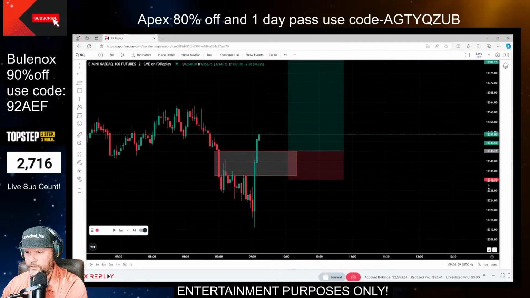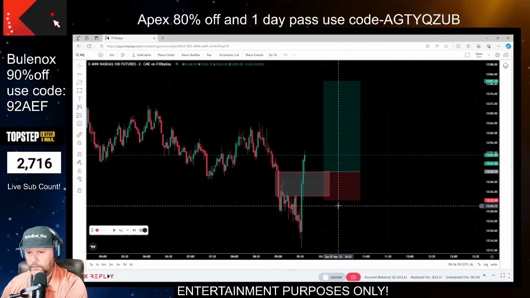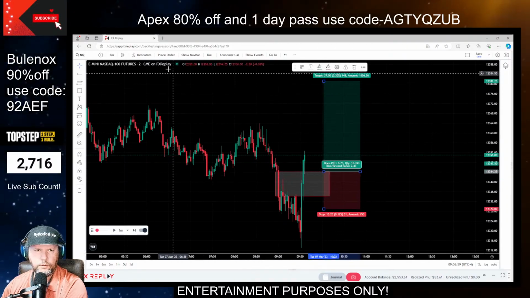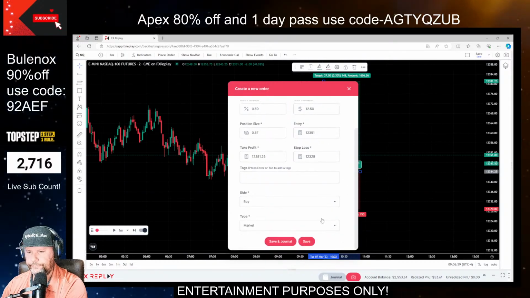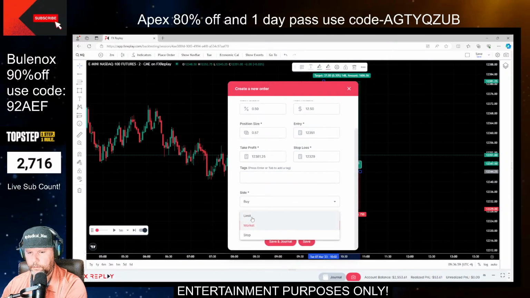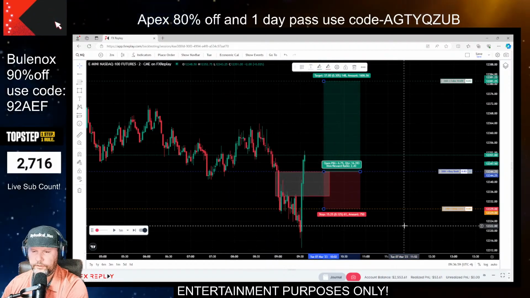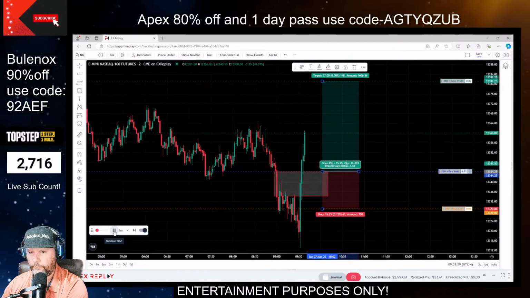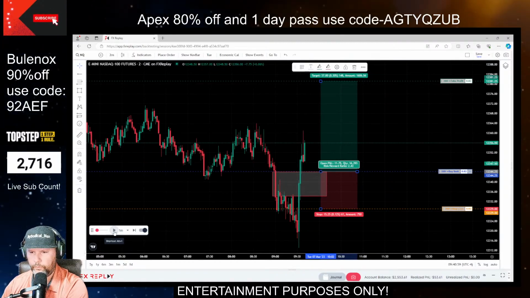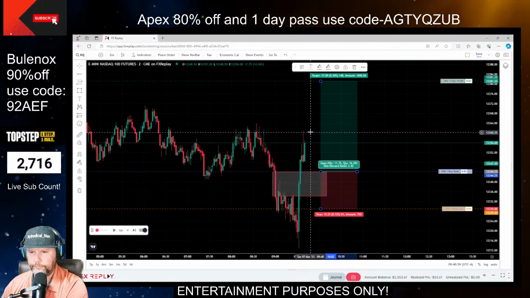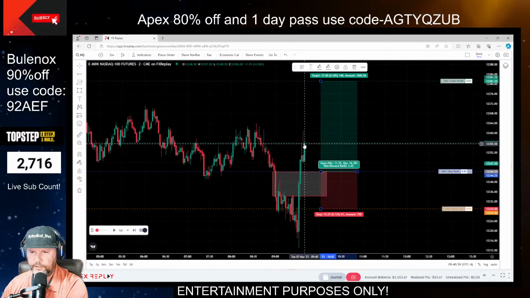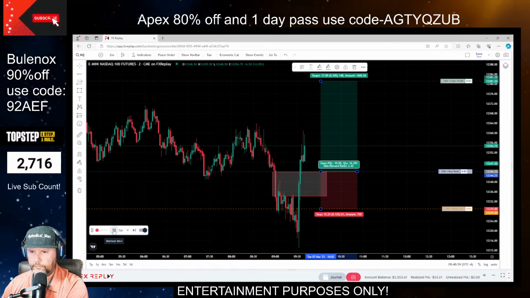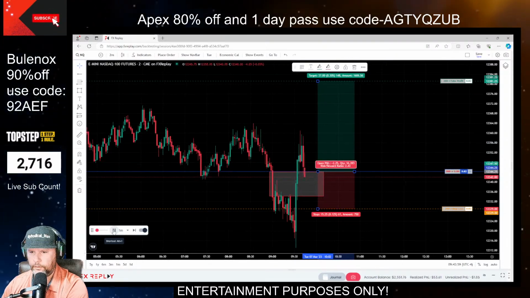So if we don't get a retest, we just won't get in here. This is a higher risk one. A limit save. So let's see if we get a retest. No retest yet, but if this next candle pushes above that candle, then we're not taking it. All right, tagged in.